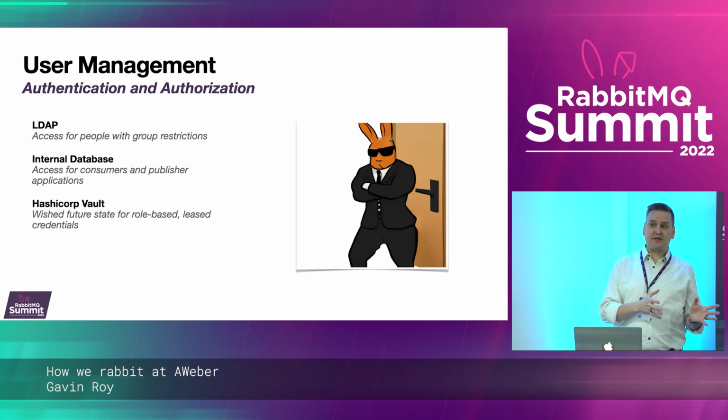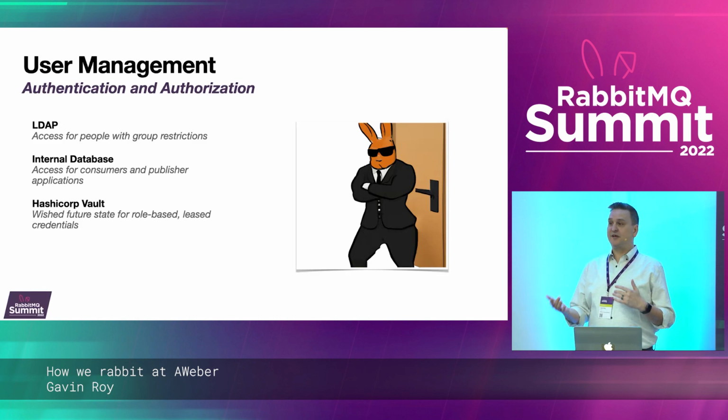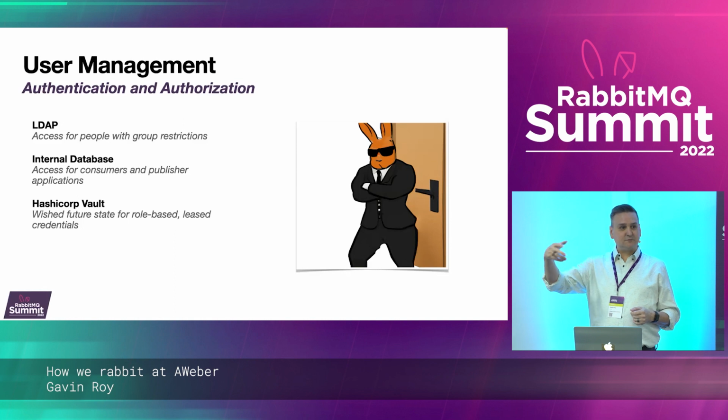Our wished future state is to integrate with HashiCorp Vault for the lease credential aspect of things, so that we can have Vault say, here are the credentials that you're going to use. It goes out to Rabbit, creates those credentials, but then handles the life cycle of those credentials so that they're not long-lived.